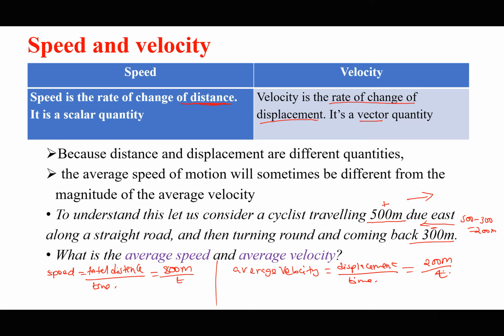So you notice that the average speed is going to be bigger than the average velocity, because the total distance is bigger than the total displacement. So you should know the difference between those two, velocity and speed, or average velocity and average speed. If there's a change in direction, they would not be the same.